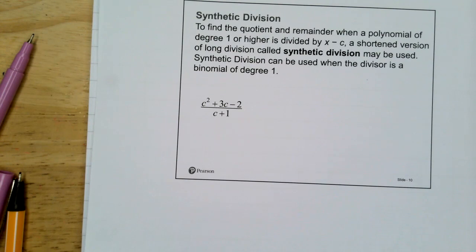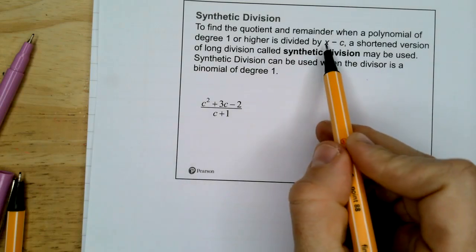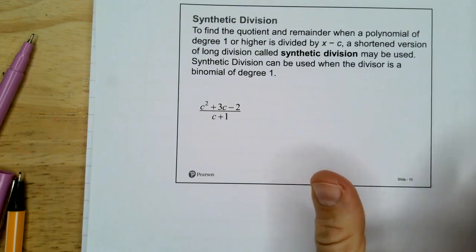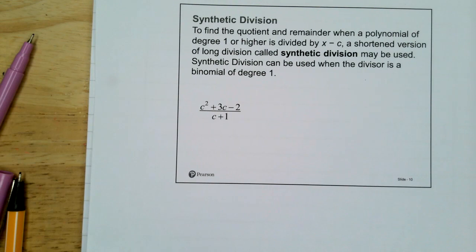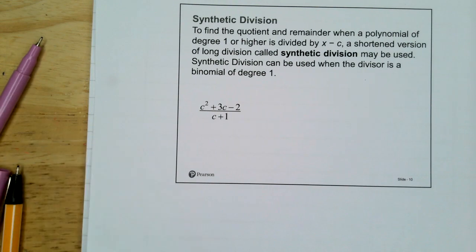It's called synthetic division. You can find the quotient and the remainder when a polynomial of degree 1 or higher is divided by what we refer to as x minus 3, okay? It's a shortened version of long division. If you understood all of that without synthetic division, that's okay. But once you get the hang of the pattern, it's a faster way to solve division problems, okay?